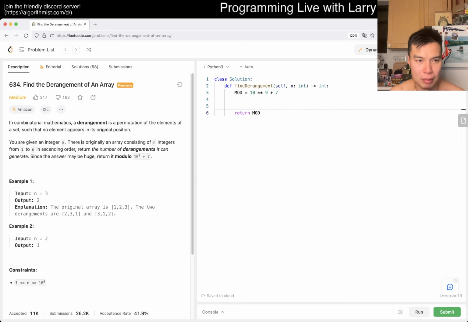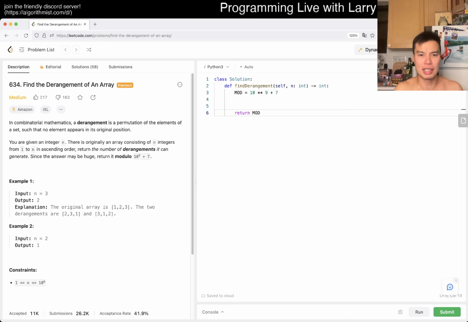But yeah, it's basically no element appears in its original place, right? But I would also say that this is kind of a literature problem because this is very well studied and very well understood. Though I don't know why this is a medium. I guess maybe for that reason it is, but it's really not easy unless you've done it before.